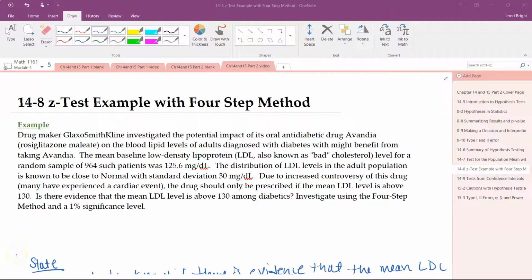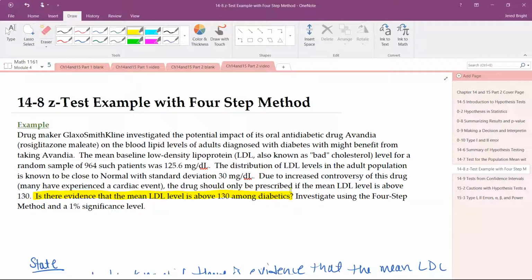Welcome in now. It's time to do the four-step method with this new z-test that we have. So here's a big long description, and lots of information given to you. Pause the video, read it if you need to, but the main question that we're investigating here is this one that I'll highlight. Is there evidence that the mean LDL level is above 130 among diabetics? And so we're going to look at this using the four-step method: state, plan, solve, conclude.